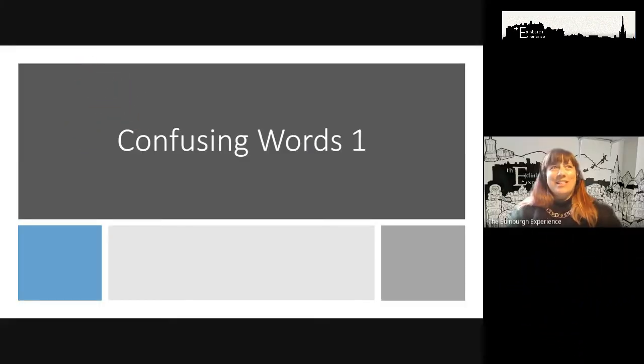Okay, so welcome to today's lunchtime lesson. Today we're doing a vocabulary focus, and we're going to have a look at some words which are very often confusing or difficult to know the difference between.